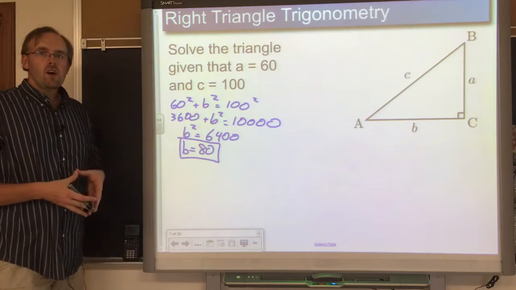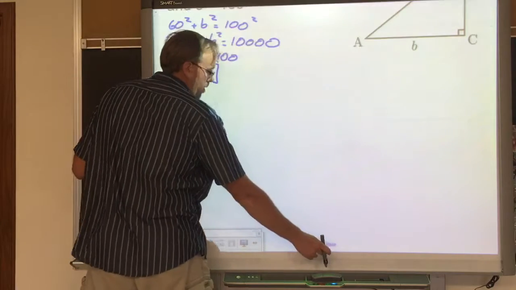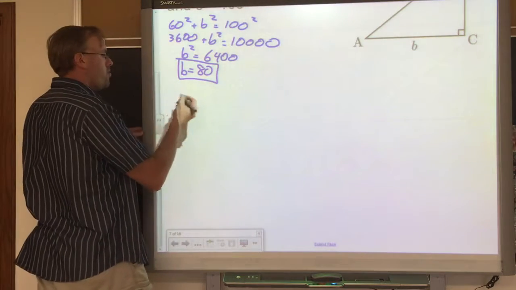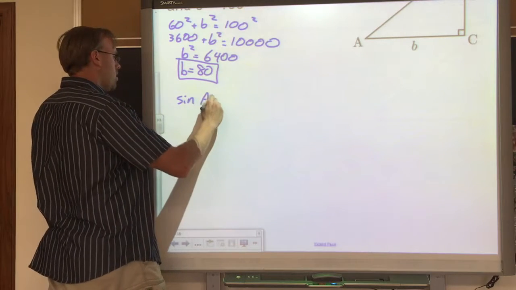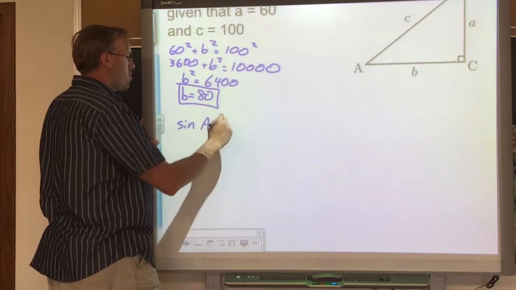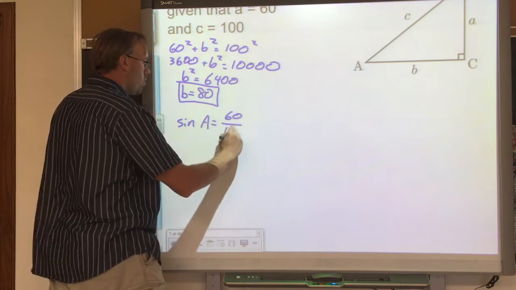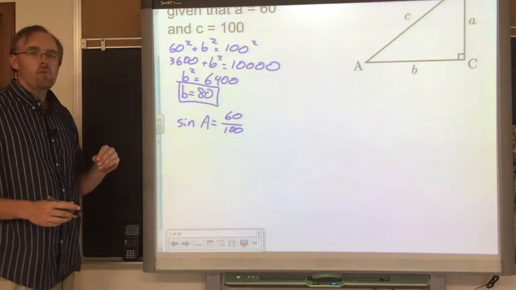Now the question becomes, well, what can we do now? All we can do is set up trig ratios where we don't know the angle. Well, let's see. Sine of A, what's that going to be? That's going to be side A, which is 60, over 100. But we don't know angle A, so this doesn't help us any.